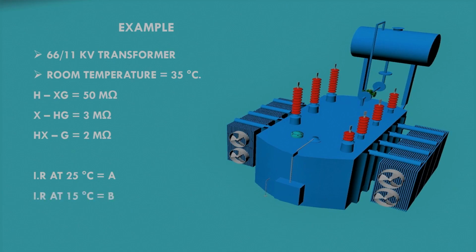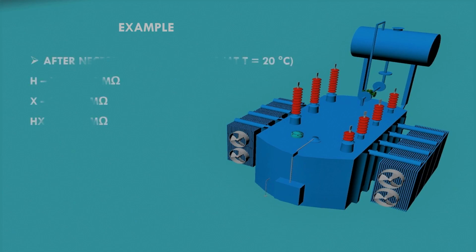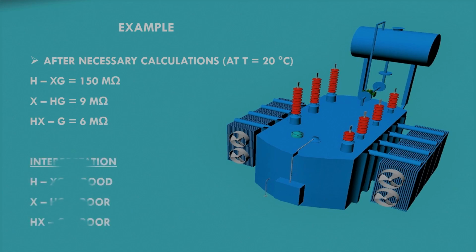After both the readings are obtained, we will take the average and we have the required values at 20 degrees Celsius. After the necessary calculations, we obtain the following three values. Now as we can see from the values, the first value is 150 mega ohm, which is satisfactory because the required value is 66 mega ohm. But if we look at the second and third values, these are not satisfactory because they are lower than the required value of 11 mega ohm.